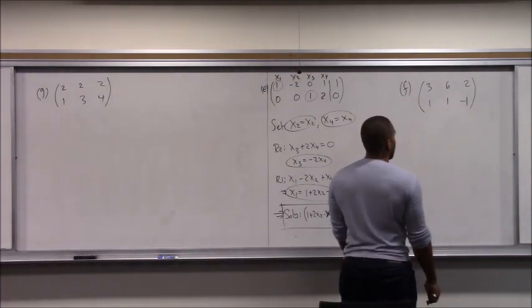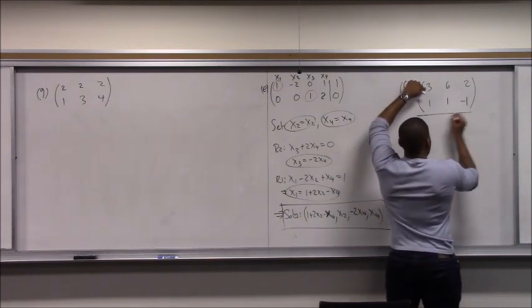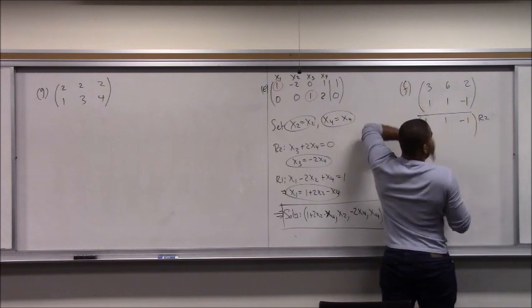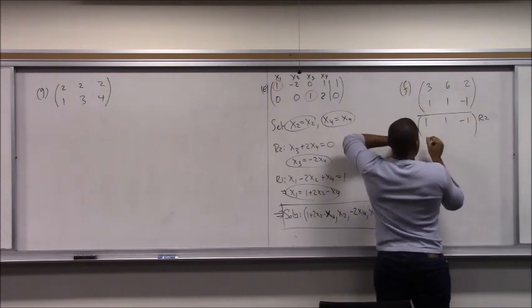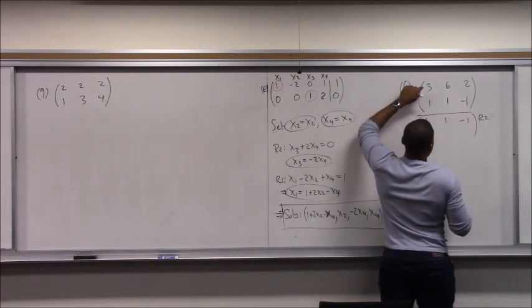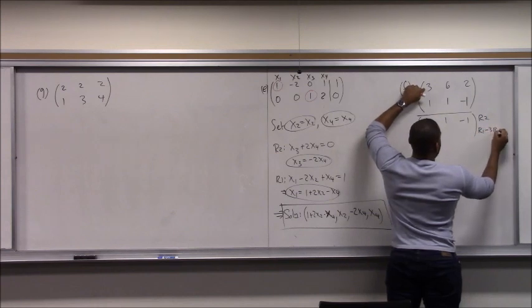This is not in reduced row echelon form. I know I want a 1 up here. Quickest way to do that is actually to swap the rows. So that's what I would do. Move row 2 to the top. And I know I'm immediately going to want a 0 here. Quickest way to get a 0 is to, in the original, take row 1 and subtract 3 row 2.